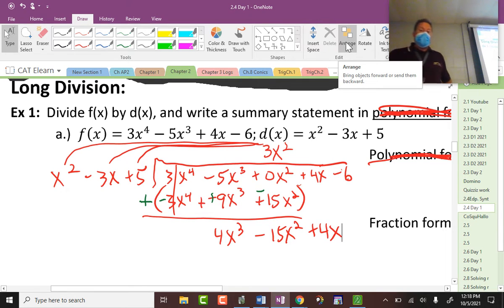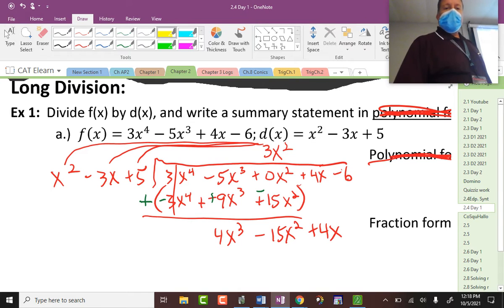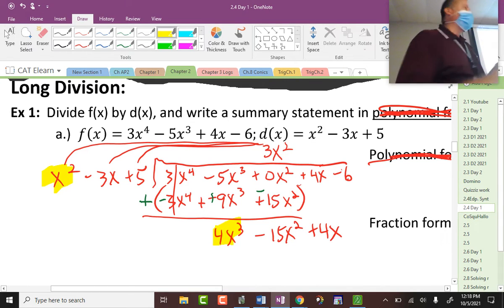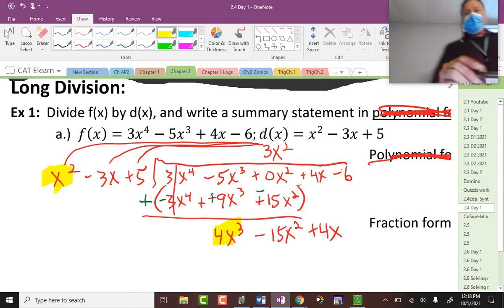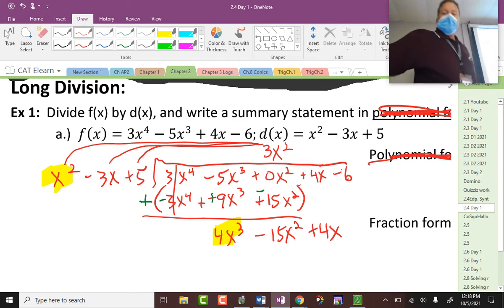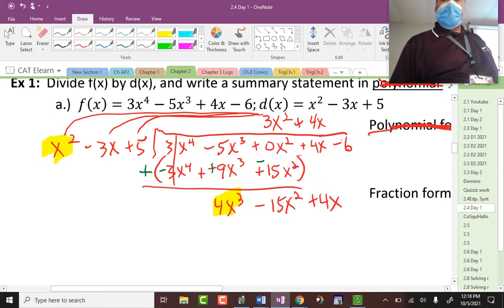What was that, 5? Jake. What goes up in the blank? Jake, you awake? Okay, what goes up in the blank? Okay, that's why we should be taking notes and not drinking water. Focus on that. Focus on this. What times x squared equals 4x cubed? We'll wait. 4x. That's what goes up on the blank. I'll leave you alone until I ask you the next thing.